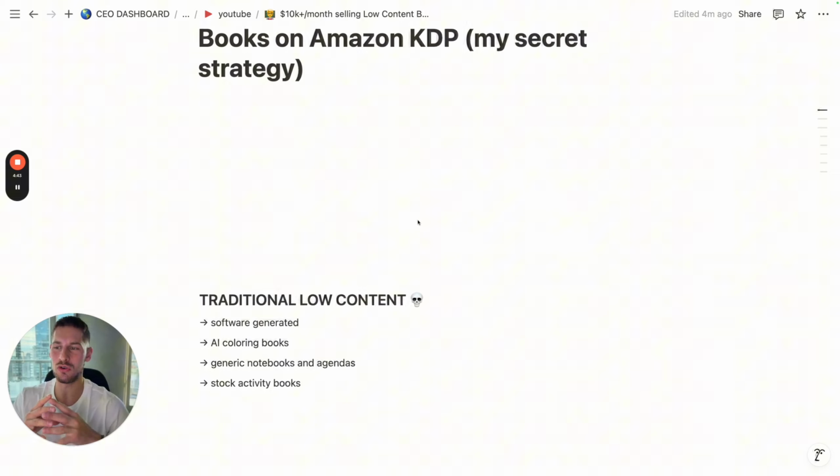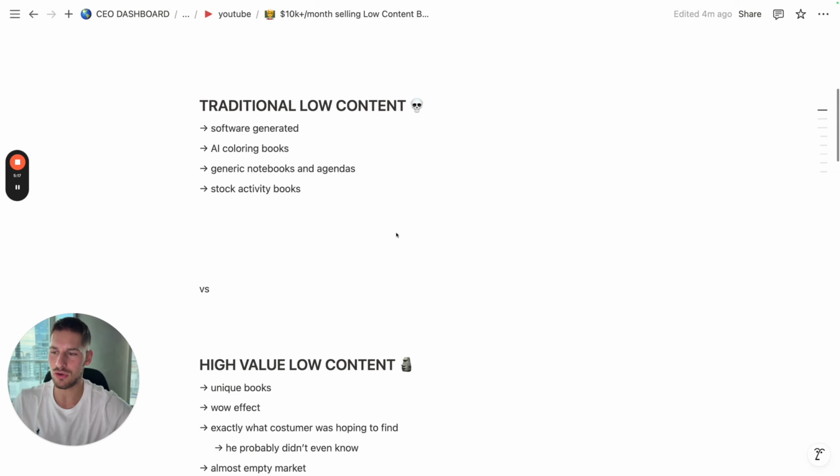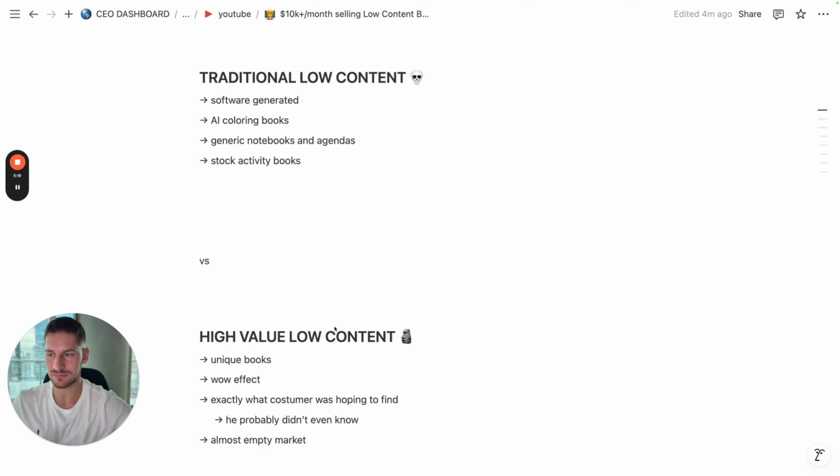But people think that low content are software-generated books, like word search and whatever, AI coloring books, which are the common enemies in the videos of this channel, generic notebooks and agendas, all these write-down-your-things books or the calendar of the year, etc. Or stock activity books, like learn how to trace, to write, or mazes for kids 4 to 8. All these are keywords that normal publishers will think are low content books. And then we have the high value low content book, which is what I am publishing myself, which are unique books with wow effect.